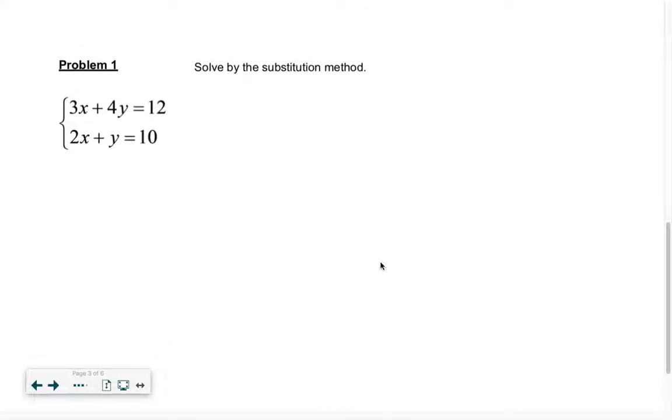Alright, so what I like to do, we have a system: 3x plus 4y equals 12 and 2x plus y equals 10. I like to find the easiest variable to solve for as possible. So in this instance, y doesn't have a coefficient attached to it, so it's probably the easiest one to solve for. Keep it easy peasy. So if I want to get y by itself, what do I have to do with 2x? Subtract it. So this becomes y equals negative 2x plus 10.